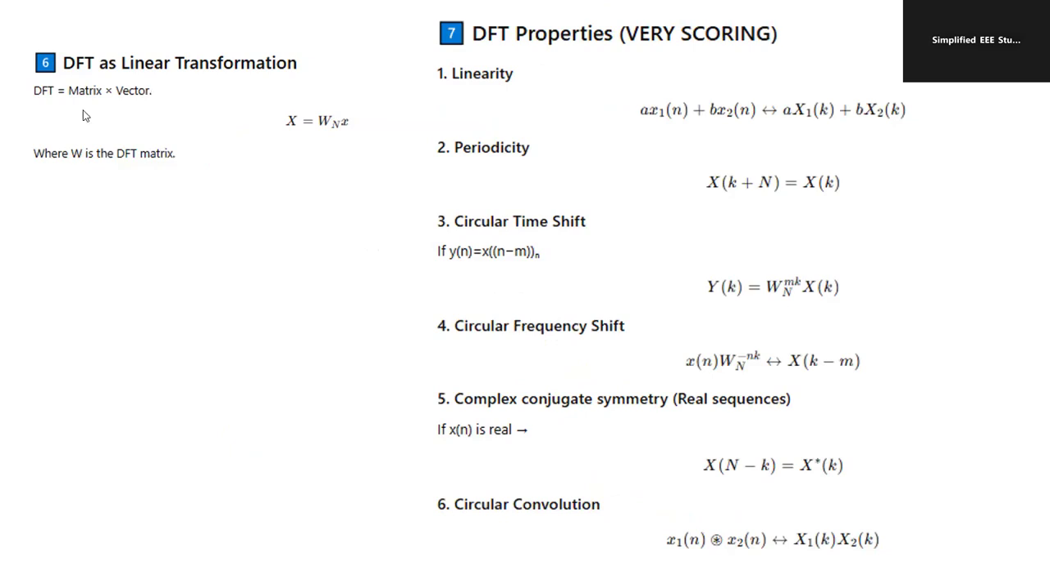DFT as a linear transformation: DFT is equal to matrix into vector, that is capital X equals W N into x. Here W N is the DFT matrix. DFT properties are very scoring and very, very important.